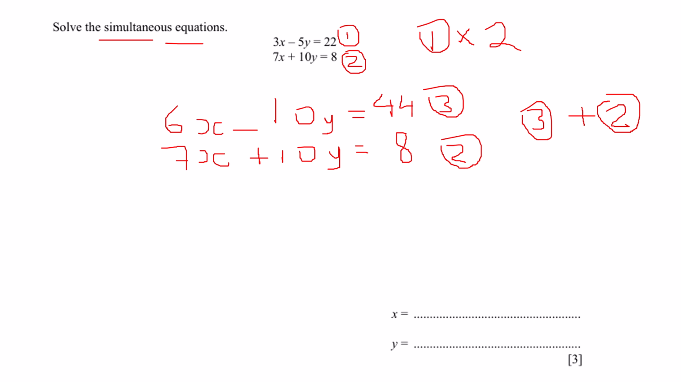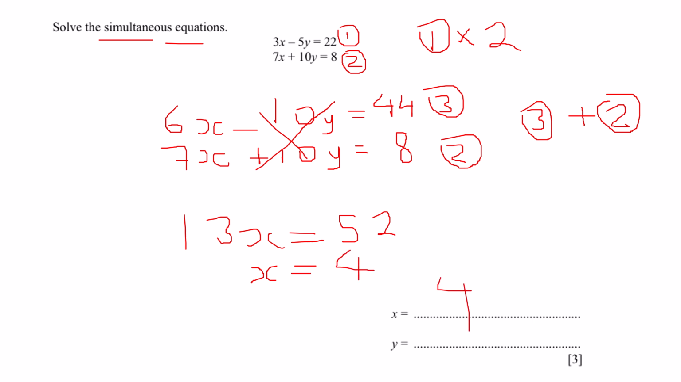So 6x plus 7x makes 13x, guys. Minus 10y plus 10y goes to 0, hence why we call it elimination. So it's been eliminated. That's equal to 44 plus 8, which is 52, if I'm not mistaken. Divide by 13, it's not very obvious, we're going to get x is equal to 4. 52 thirteenths equals 4.